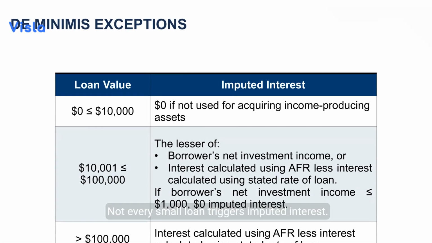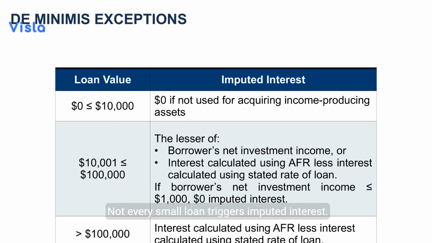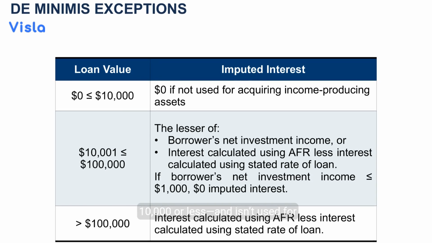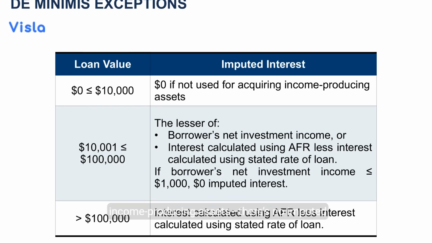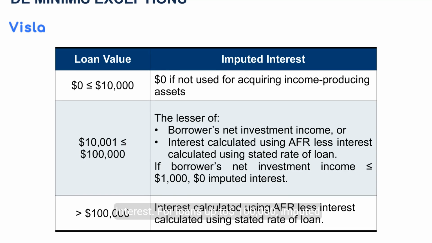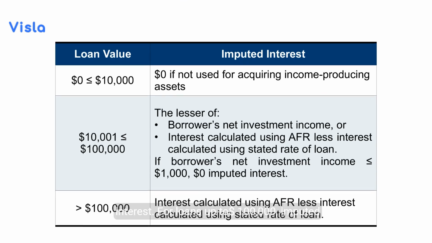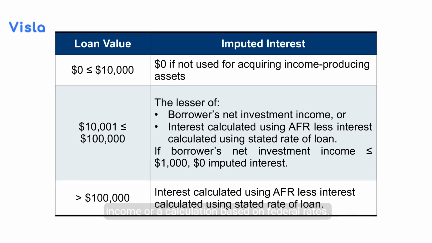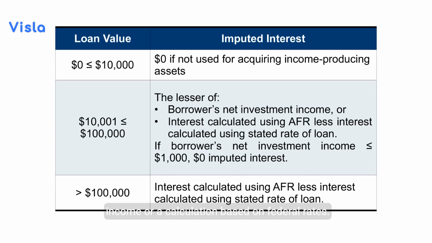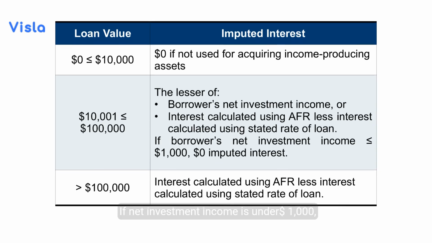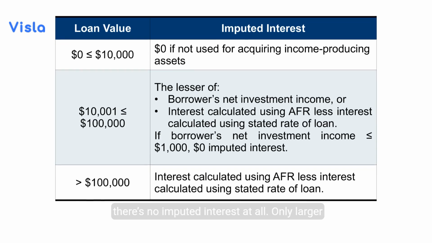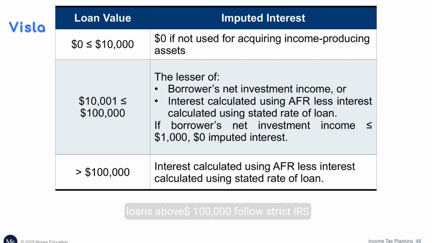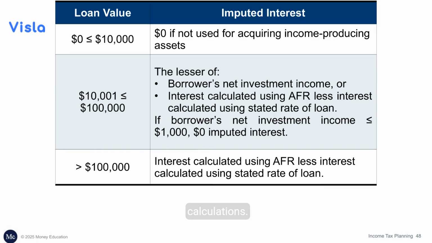Not every small loan triggers imputed interest. Thanks to de minimis exceptions, if your loan is $10,000 or less and isn't used for income-producing assets, there's no imputed interest. For loans up to $100,000, imputed interest depends on the borrower's net investment income or a calculation based on federal rates. If net investment income is under $1,000, there's no imputed interest at all. Only larger loans above $100,000 follow strict IRS calculations.